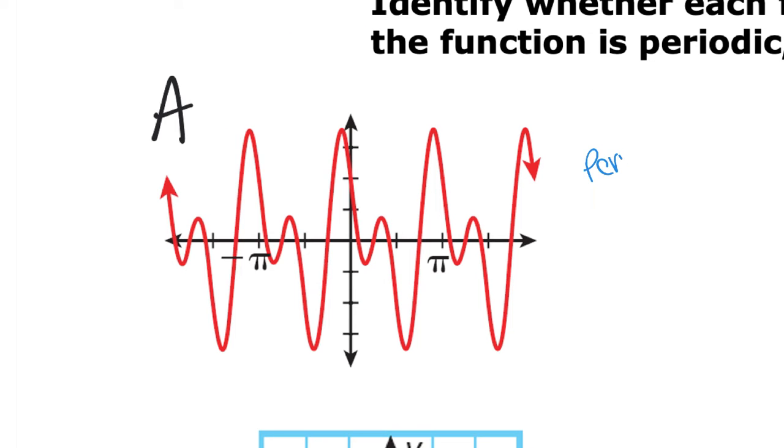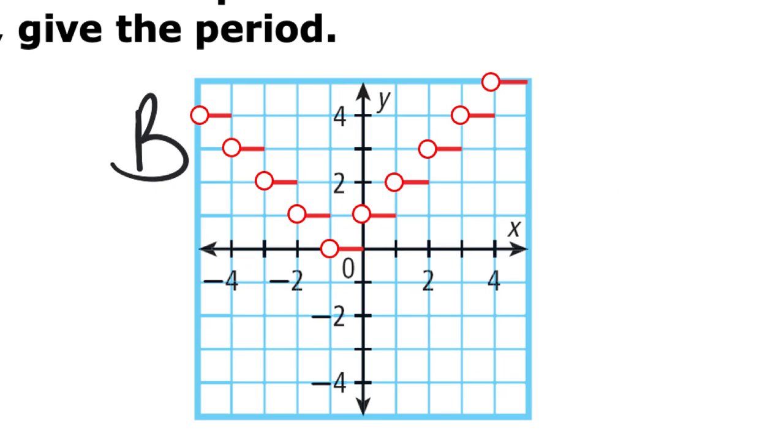Function A here is periodic, and it's periodic because it does repeat exactly. And our length of our period here, I'm going to start here on the y-axis. Remember, we don't have to, but if I go to the right, I'm going to notice that I get to the exact same spot again in a distance of pi. So the period in this one is a distance of pi.